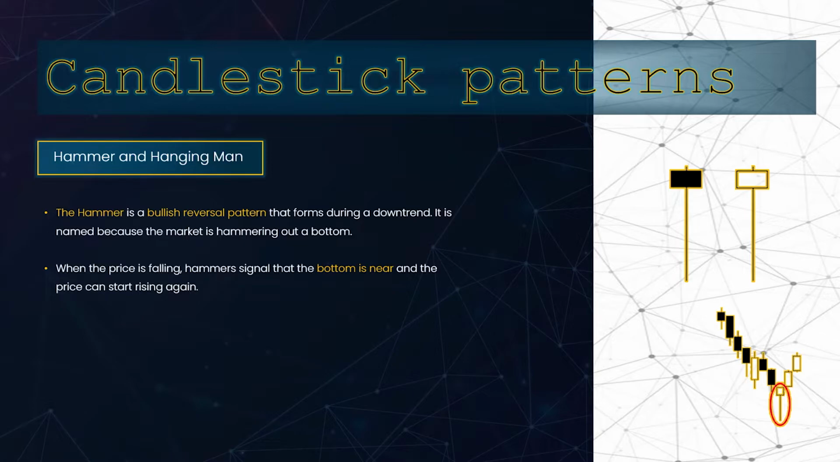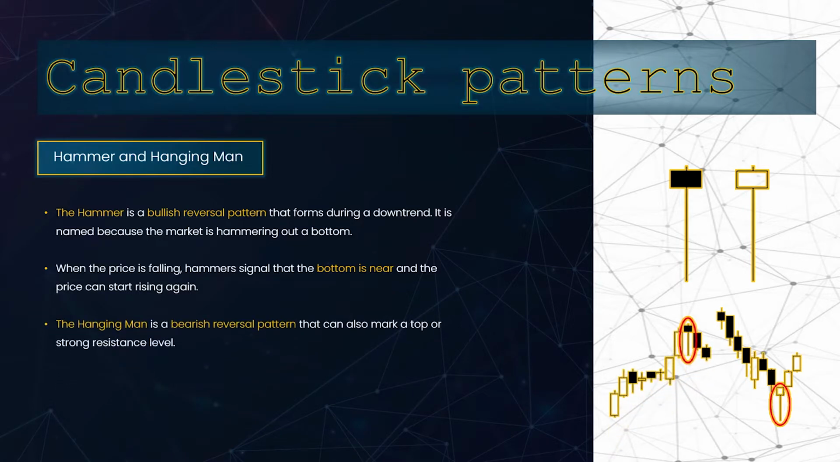The long lower shadow indicates that sellers pushed price lower, but buyers were able to overcome the selling pressure and closed near the open. Just because you see a hammer form in a downtrend doesn't mean you automatically place a buy order. More bullish confirmation is needed before it's safe to pull the trigger.